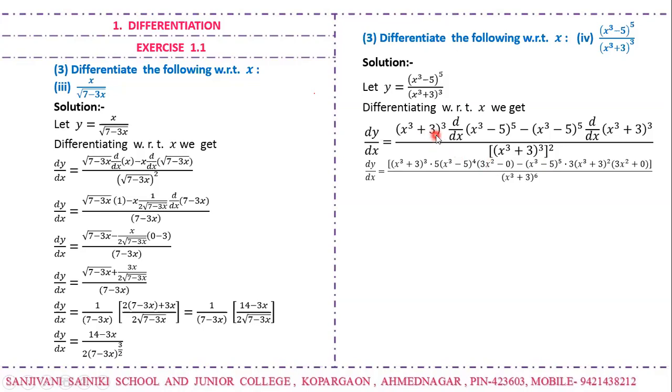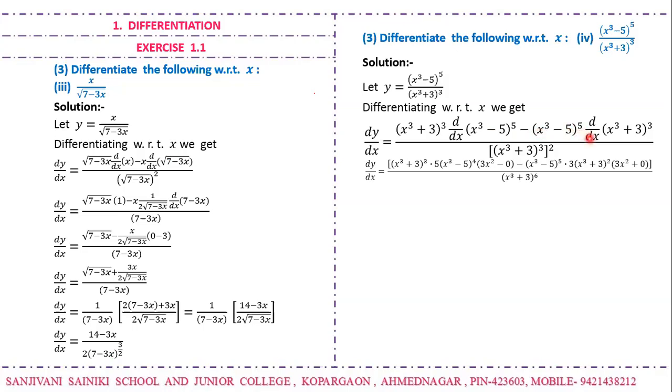So (x³ + 3) raised to 3 stays as it is. Now the derivative of (x³ − 5)⁵ is 5 times (x³ − 5)⁴ into 3x² minus 0. So what is 3x²? It is the derivative of x³ − 5.